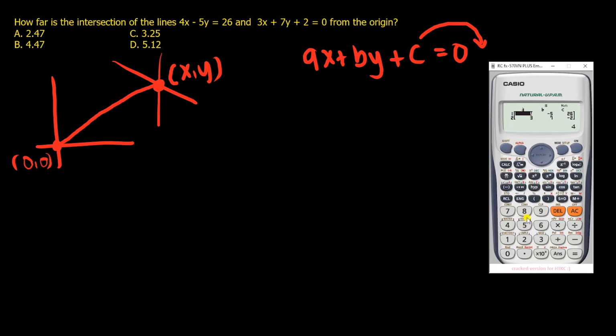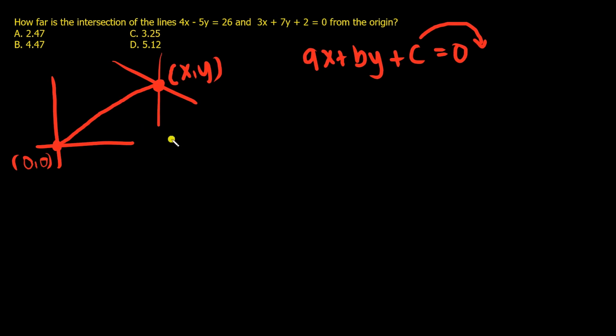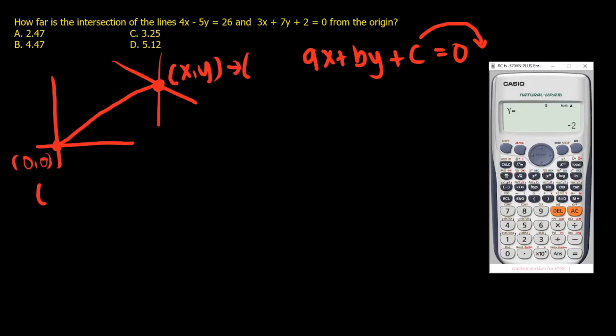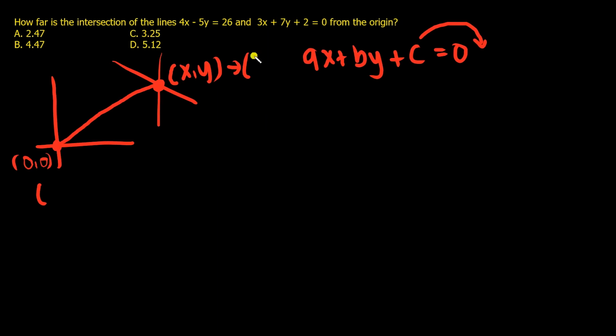So equal. So, x is equal to 4 and y is equal to negative 2. So, kanang point is, ano sa to? X, 4, negative 2. Okay. So, 4, negative 2. Okay. So, pwede na nato ma-apply ang distance formula between these 2 points.